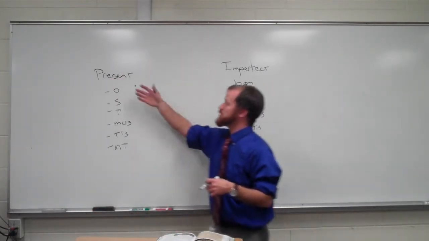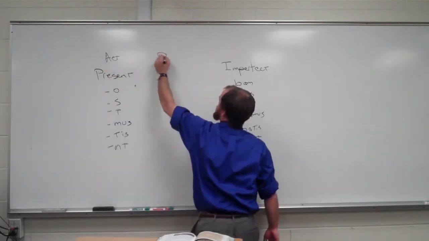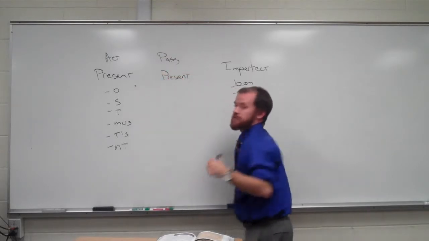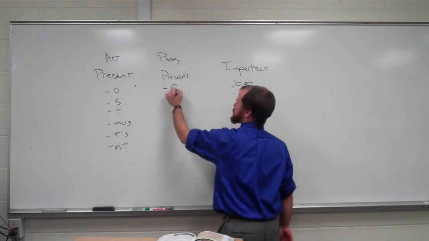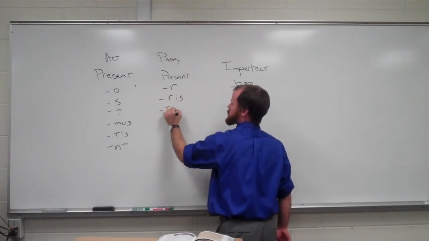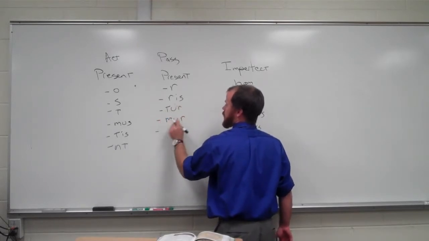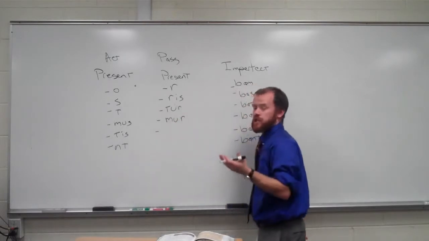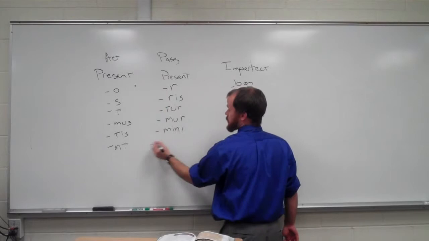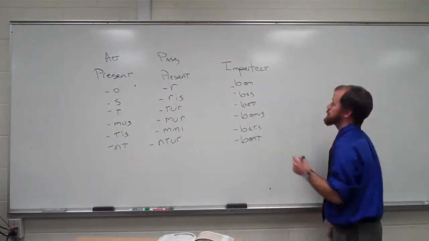So to change these from present active to present passive, we just have to change the ending. So the O changes to an R, the S to a RIS, the T to TOR, the MUS to MUR, the TIS is the greatest change of them all, and it goes to MINI, and then the third person NT goes to NTUR. Pretty simple.